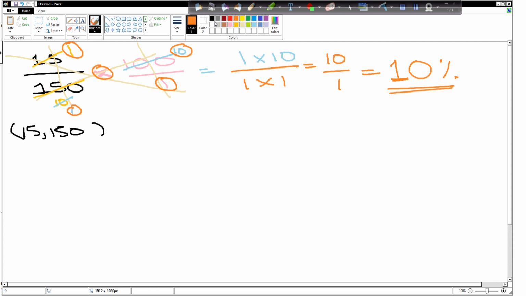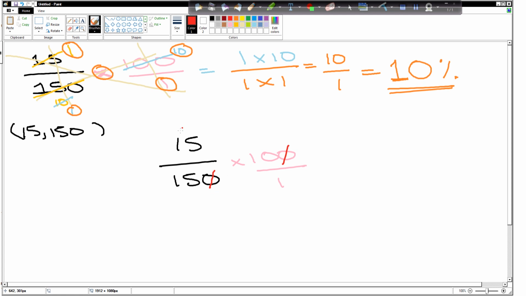I will do it again quickly just to show you, because I think I made it a little bit messy. 15 over 150. Let me show you a different way to cancel. Can you see the 0 there and the 0 there? So quickly divide that by 10, divide that by 10. A nice quick one to do. Now it's already become very simple.